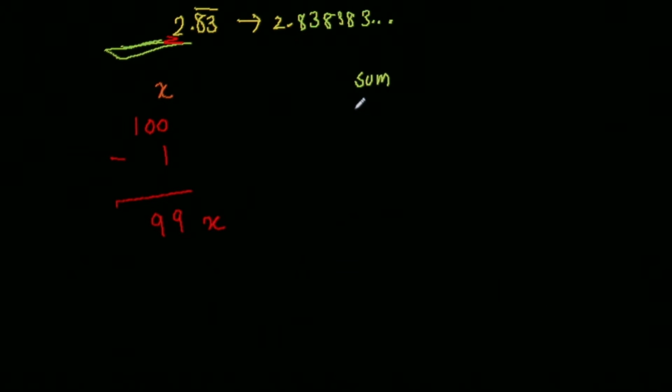So here we have our sum part in which we'll write the whole number without the decimal, that is 283, and then we'll subtract the digits which are not recurring. So the 83 is going on repeating, but the 2 is not, so we'll subtract 2 from it, and what we're left with is 281. So you have it.